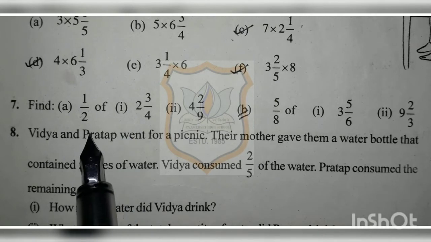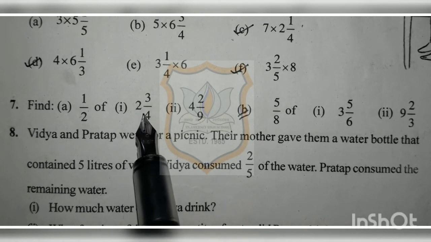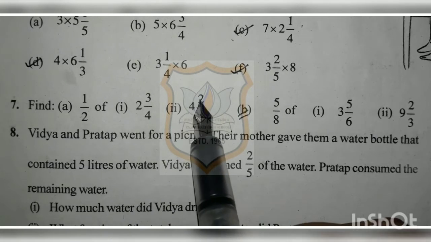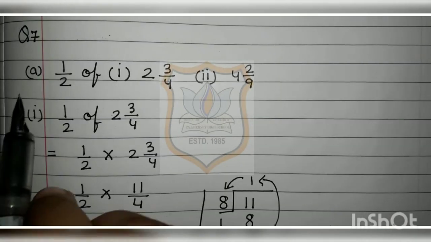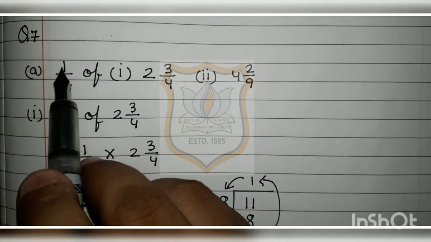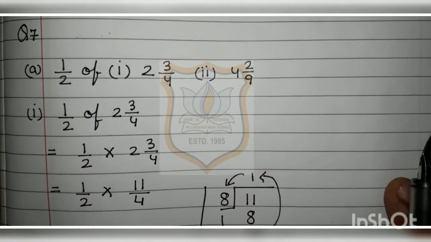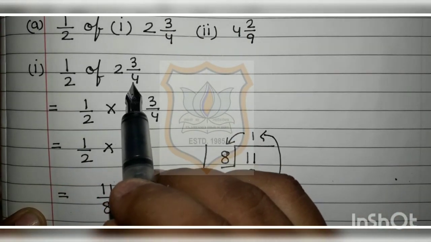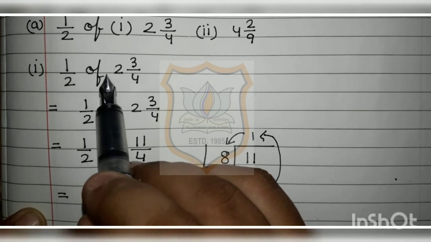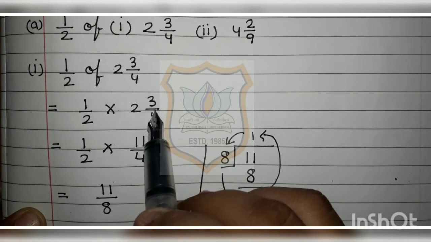It means you have to calculate 1 upon 2 of 2 integer 3 upon 4 and 1 upon 2 of 4 integer 2 upon 9. So let's calculate A part of question number 7. A part of question number 7 is 1 upon 2 of, first one is 2 integer 3 upon 4. In place of "of", we just put multiplication sign. So 1 upon 2 multiplied by 2 integer 3 upon 4.